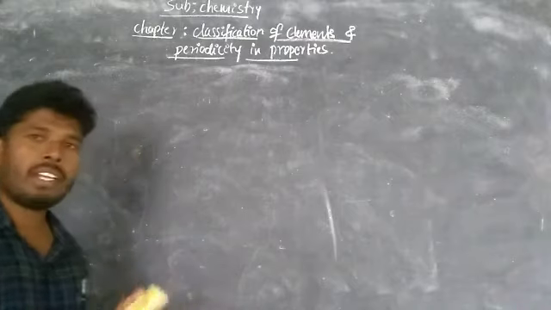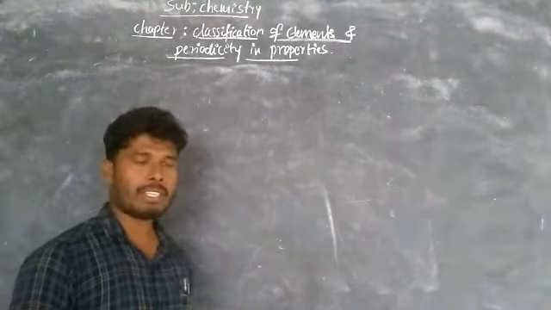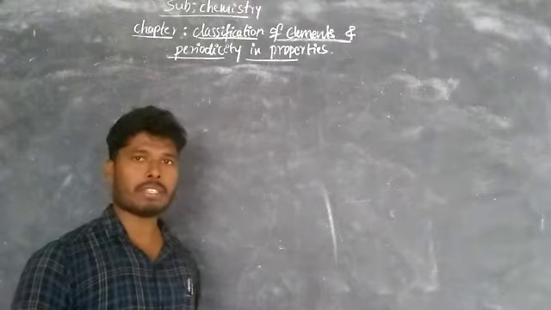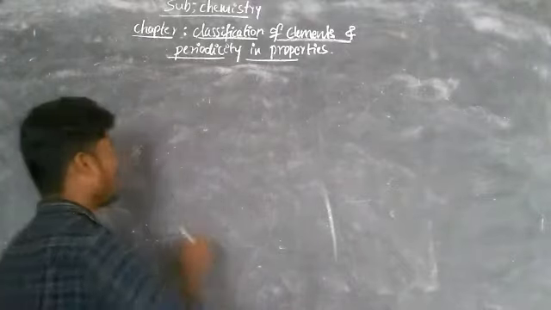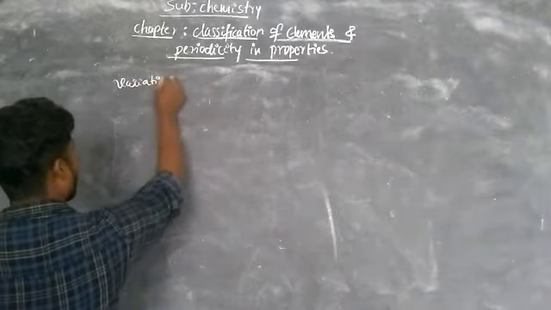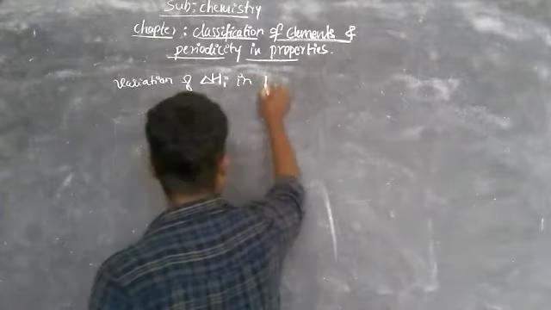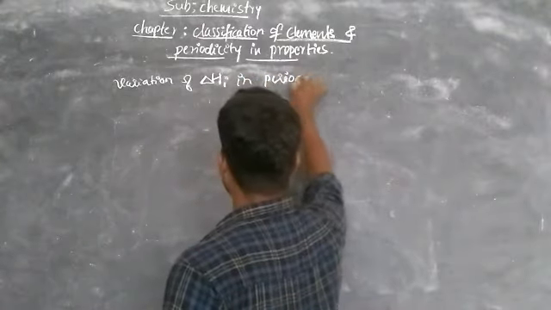Then the variation of ionization enthalpy in the periodic table, that is, how the ionization enthalpy, delta H i, varies in the periodic table.